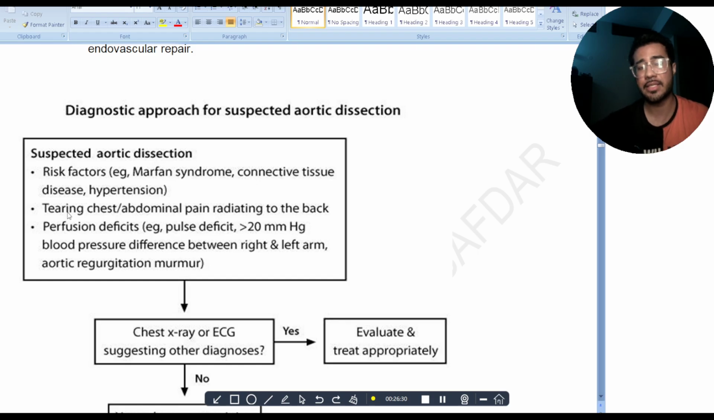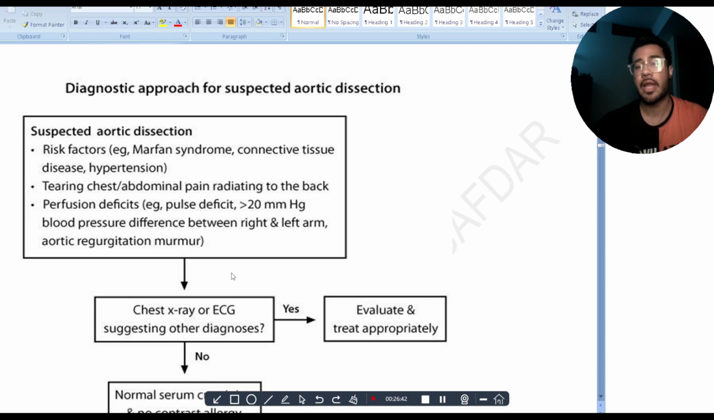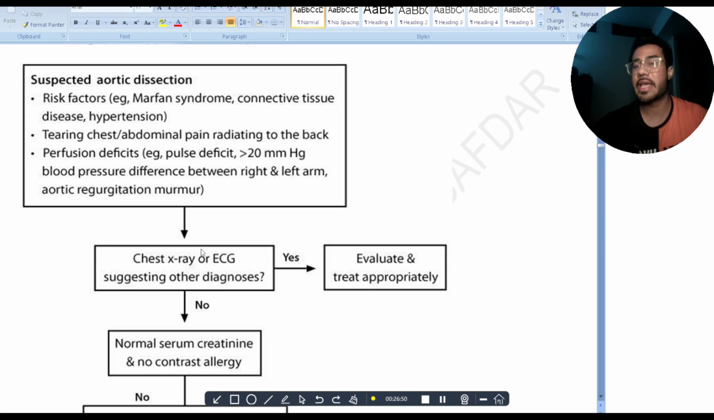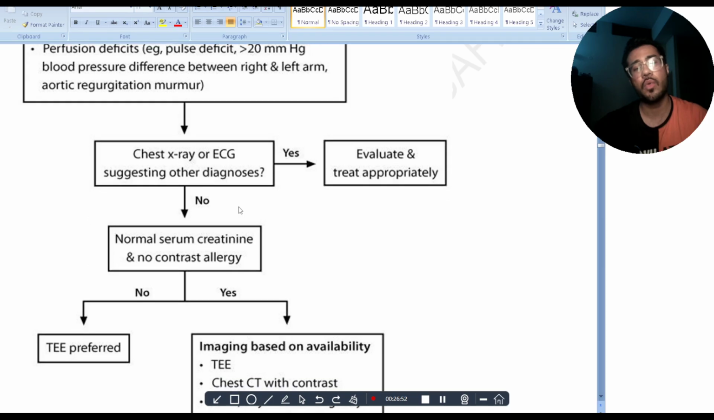So the characteristic symptom: tearing chest or abdominal pain radiating to the back, systolic blood pressure difference between the left and right arms, or if it's descending, it can be between the left and right leg. And a murmur of aortic regurgitation can also develop. It would be a diastolic decrescendo murmur on the left sternal border at the aortic regurgitation line, as I told you. So you do a chest X-ray first.